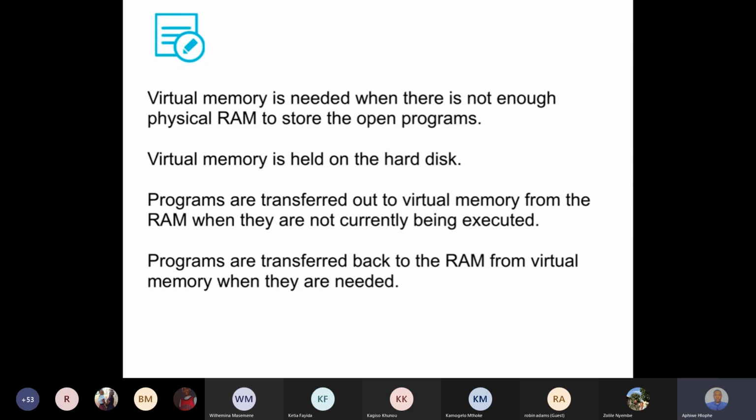Virtual memory is needed when there's not enough physical RAM to store the open programs. Virtual memory is held on the hard disk. Programs are transferred out to virtual memory from the RAM when they're not currently being executed, and programs are transferred back to the RAM when Yes. virtual memory is needed. Share my account.